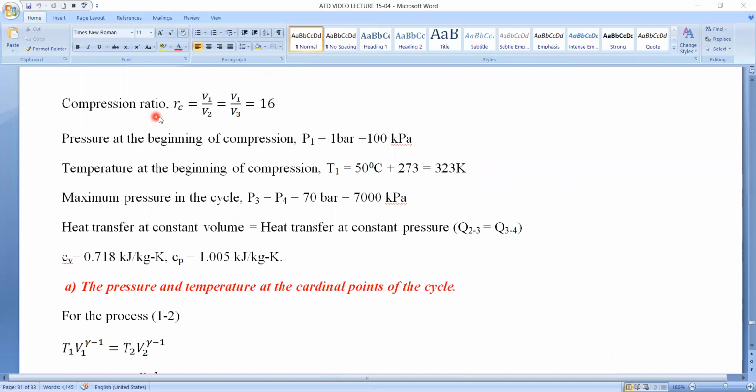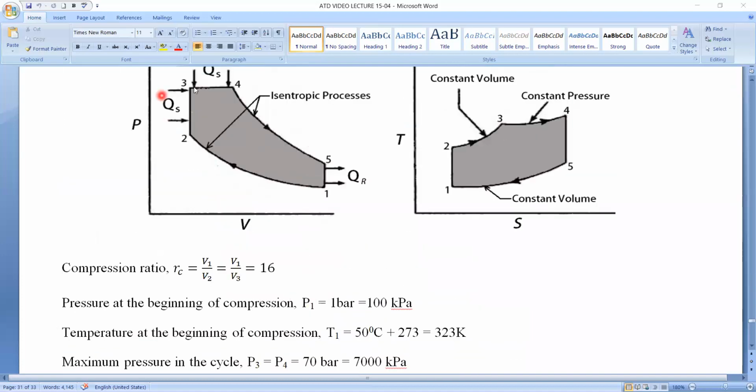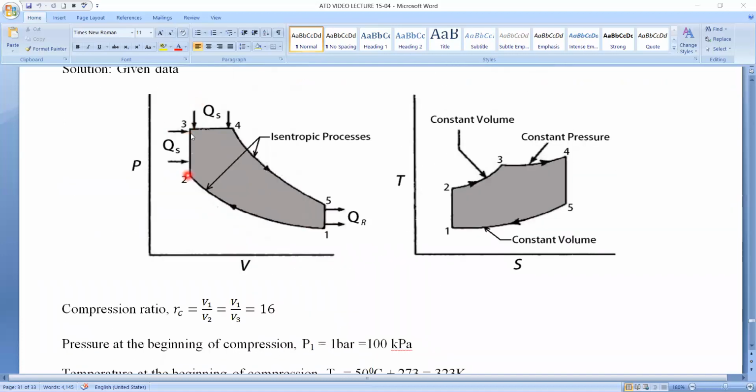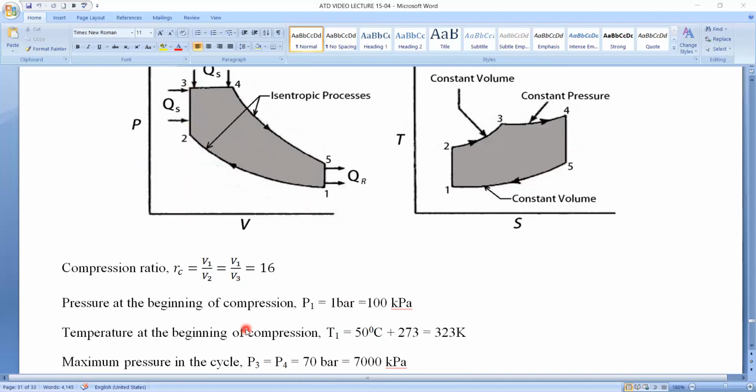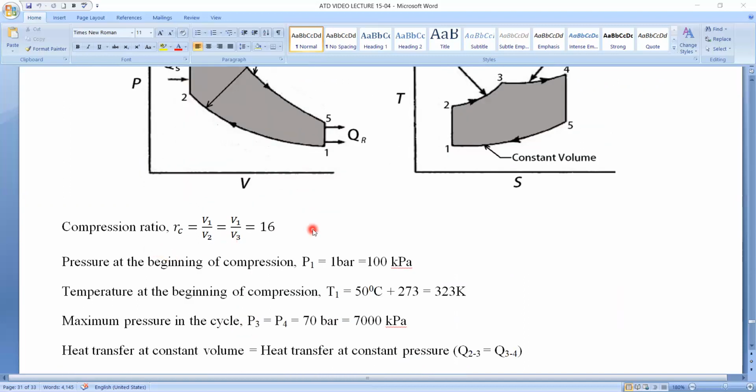The compression ratio of the cycle is given by V1 by V2, which is also V1 by V3, because if you observe the diagram on PV coordinates, we can say V2 equals V3. So V1 by V2 is equal to V1 by V3, both are the same. Therefore, the compression ratio is 16.